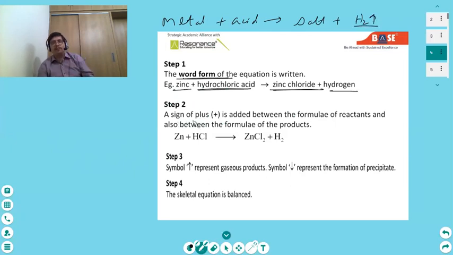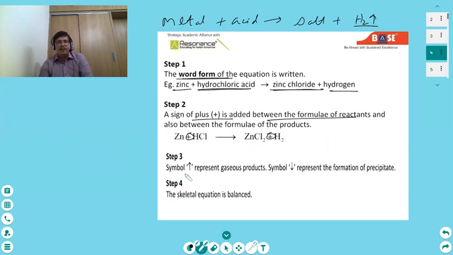Second, a plus sign is added between the formulas of the reactants and also between the formulas of the products. So you had zinc and hydrochloric acid, zinc chloride and hydrogen. You need to add plus. This tells that this is present with this.